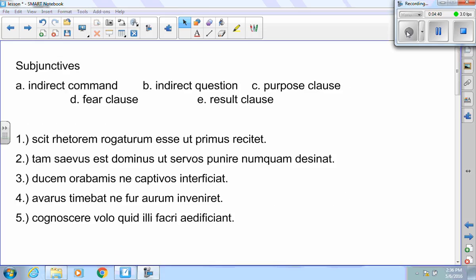First, let's look at these five right here, and I want you to decide whether it's an indirect command, indirect question, purpose clause, fear clause, or result clause.